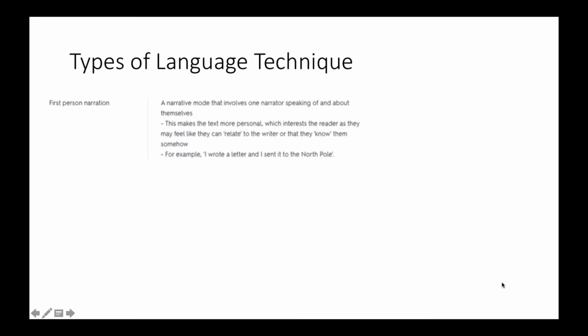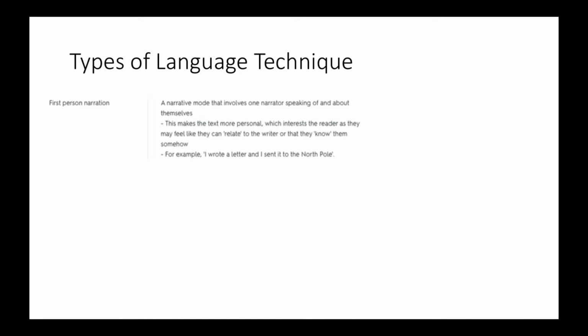Okay, so another language technique that we could look at is first person narration, or the first person narrative. This is a narrative mode that involves one narrator speaking of and about themselves. So obviously they'll be using the word I, so this makes the text more personal, which interests the reader as they may feel like they can relate to the writer or that they know them somehow. Okay, so for example, I wrote a letter and I sent it to the North Pole.